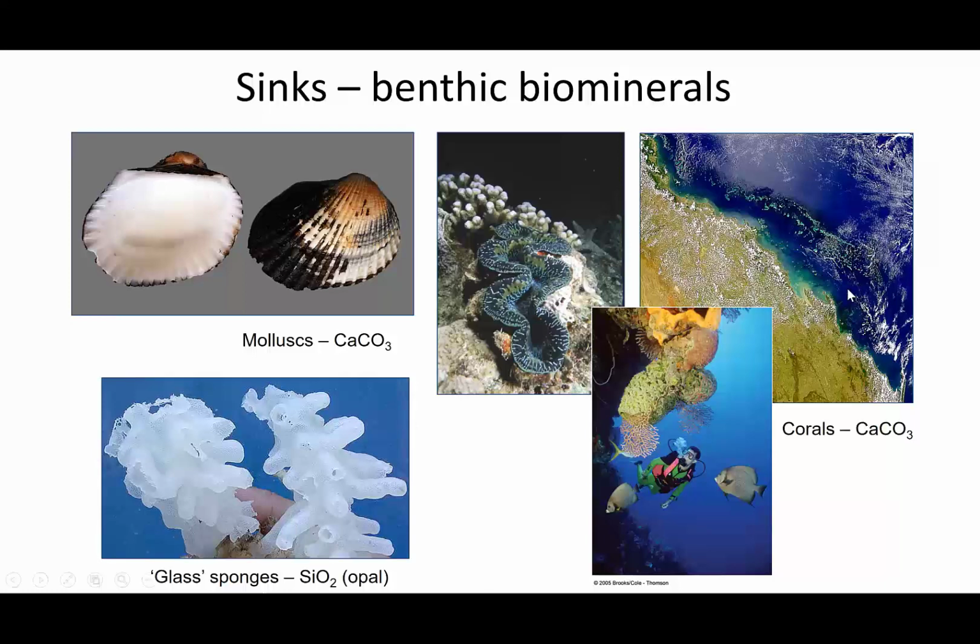Another example, a bit like the diatoms, are sponges. There's a particular group of sponges that produce glass sponges that are made out of pure opaline silica, very much like the diatoms produce their frustules from opaline silica.